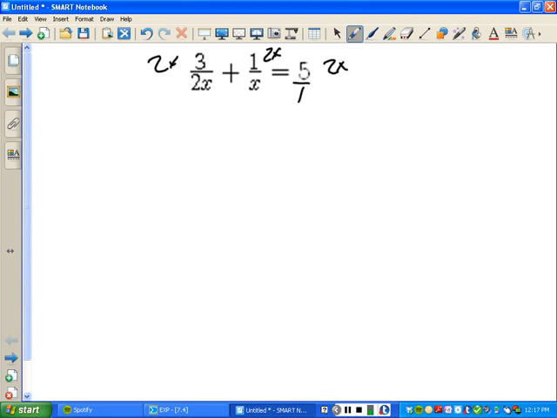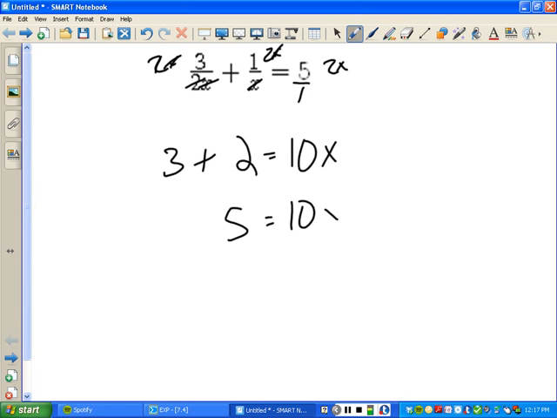Okay? So this 2 and this 2 cancel, the x and the x cancel. You're left with just 3 here. The x and the x cancel, leaving you 1 times 2, which is 2. Here you have 5 times 2x is 10x. Once you do that, 3 plus 2 is 5 equals 10x. Divide by 10, divide by 10. You get x is equal to 1/2.